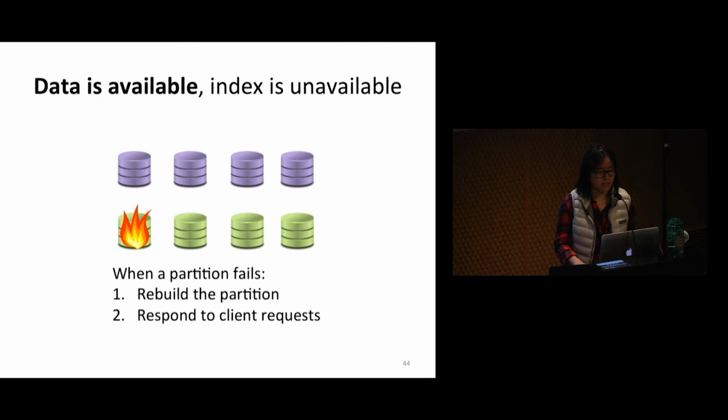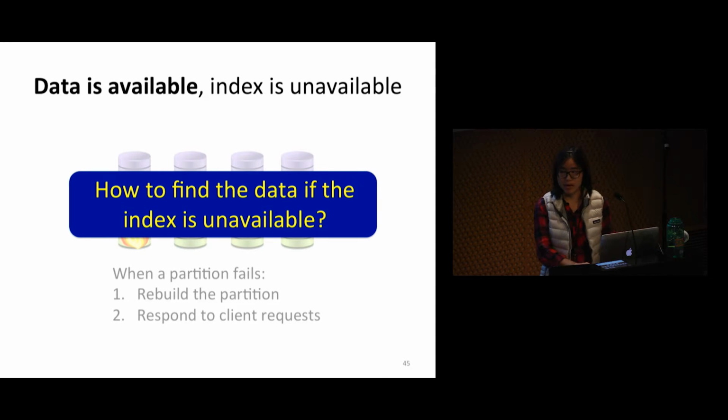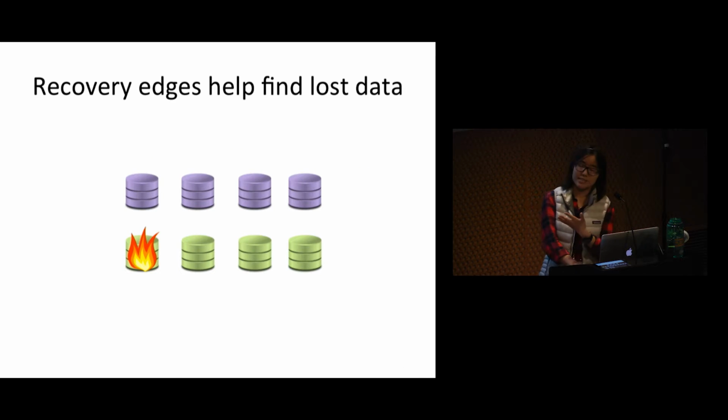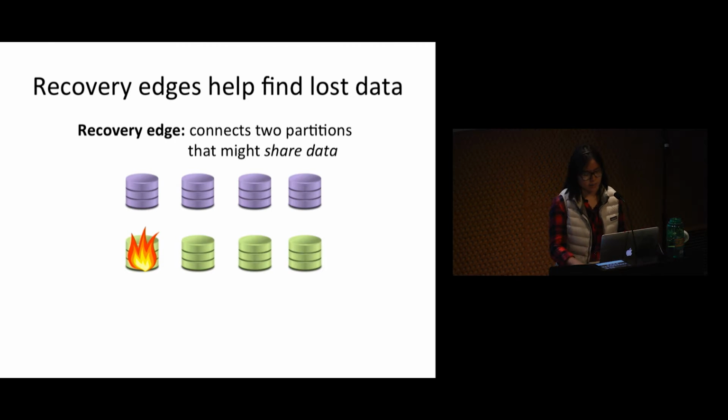We introduced this idea called recovery edges, and recovery edges are going to help us find lost data. A recovery edge connects two partitions that might share data. So in this diagram, the recovery edges emanating from the green partition are going to connect it to all of the purple partitions. Now, why is this?